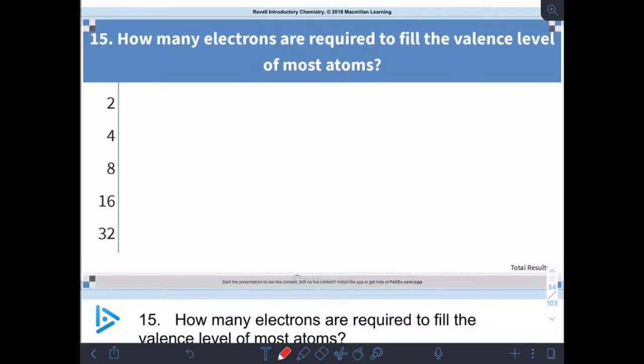Right, so how many electrons are required to fill the valence level of most atoms? Remember what I was just saying, that the highest that I can get before I go on to the next level is 8. So 8 is the magic number to fill the valence shell.